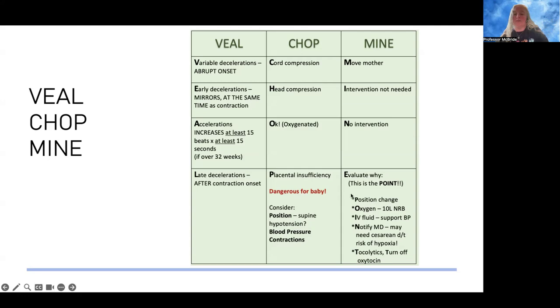And so this is where we have to get to the point. Position changes first. Okay, maybe remember supine hypotension, maybe changing mom's position will help perfuse the placenta better. Oxygen we can consider. It is not a first line choice, but it is a consideration, especially if mom's oxygen saturation is low. IV fluid will support blood pressure. Notify the doctor. We might need to do a C-section because the baby is becoming hypoxic. And then the T is tocolytics and turn off the oxytocin. Let's decrease the contractility of the uterus so we're getting more blood flow to the placenta.